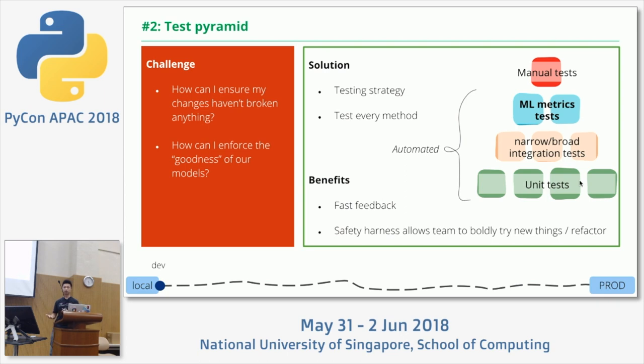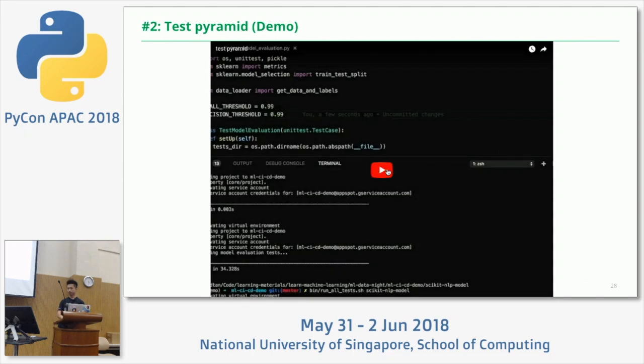The benefit of this is fast feedback. Before I even commit, I'm running this test, and I know that, oh, I've accidentally broken my colleague's code. Now let me fix that. And the safety harness allows us to continuously refactor and make the code more maintainable, extensible, and scalable. So this is a simple demo.